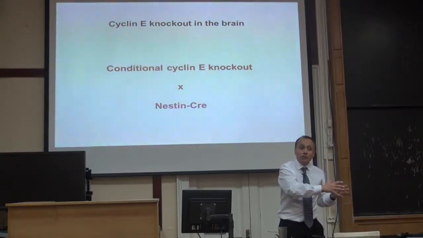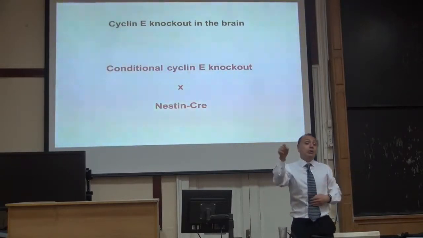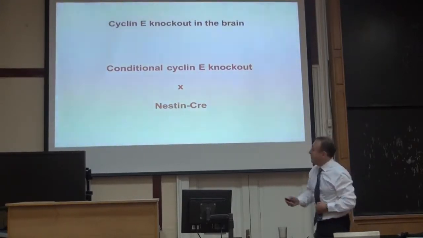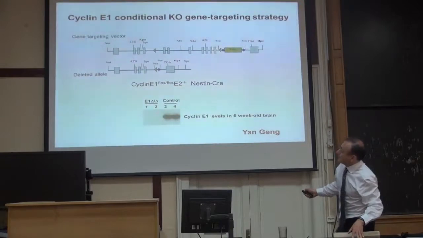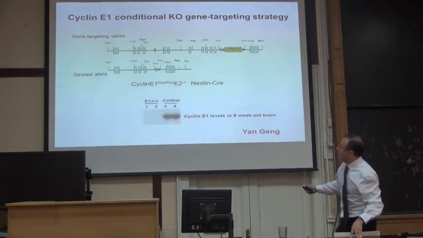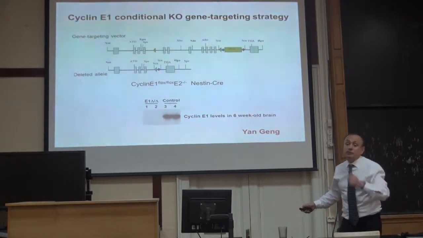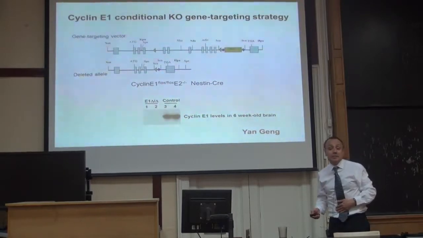So you're going to make a mouse where only the brain is going to delete cyclin E, and this is actually shown here. So we have mice running around, which have either control brains, control mice have control brains with good level of cyclin E, and then our conditional knockout where we turn off cyclin E, or delete cyclin E, specifically in the brain.